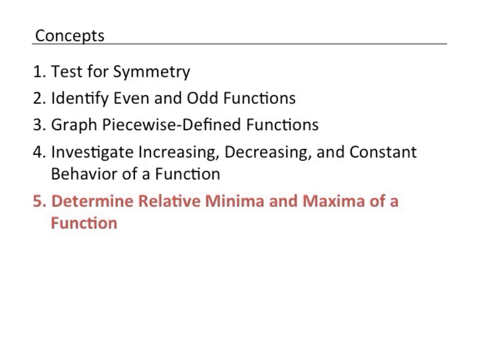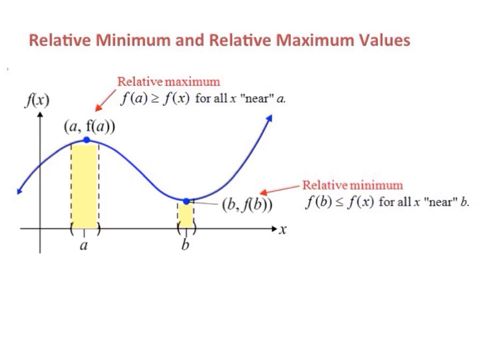Relative minima and maxima of a function. So relative minima and maxima are just the hills and valleys of the function. This is a relative maxima for some small interval. It's not the maxima for the whole curve, maybe, but it's the relative maxima for this small interval. This is a relative minima for this small interval.